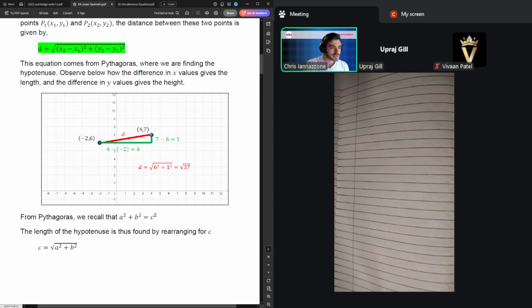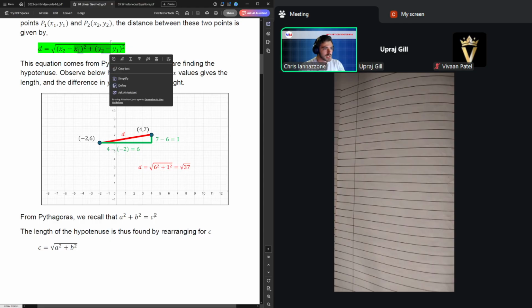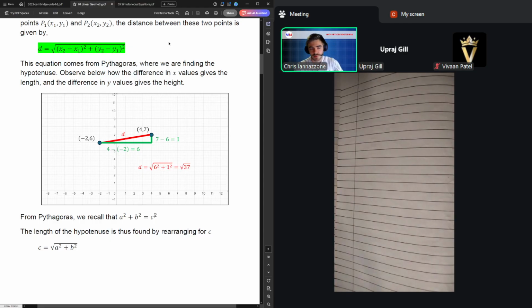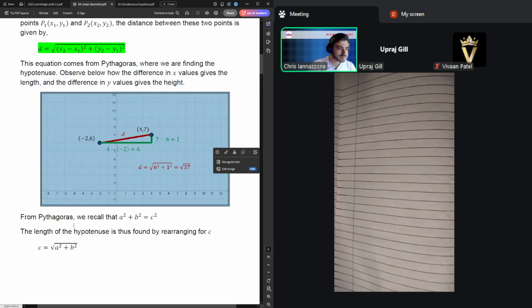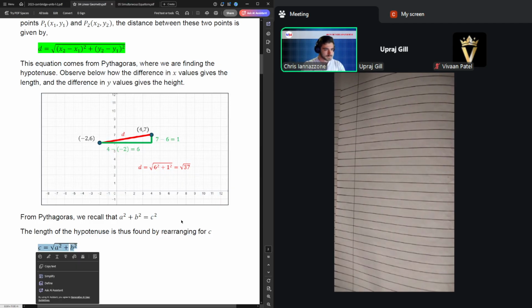You're simply finding the difference between the two heights. So this one had a height of 6 and a height of 7. Distance between those two, vertically speaking, is going to be 1. The horizontal distance, well, you have a -2 and a 4. That's a total span of 6. So you have your difference in x values, your difference in y values, and the rest of that is just Pythagoras, the rearranging to get the c on its own, as you can see here.